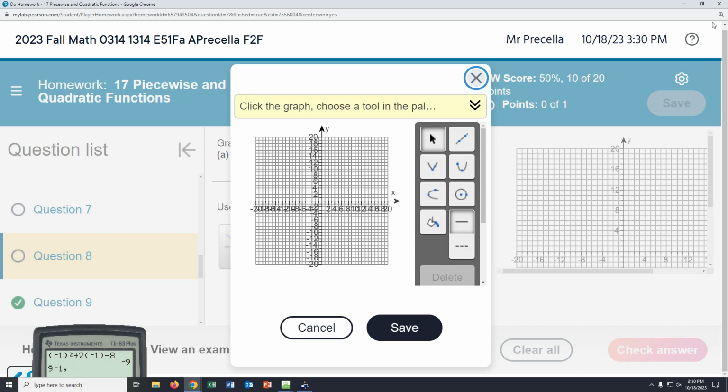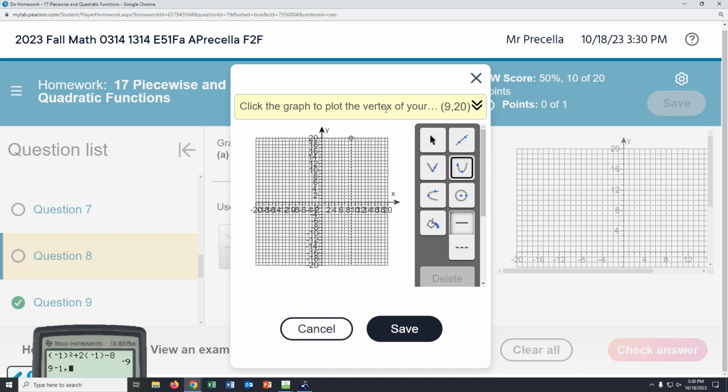Okay, so we click the parabola, the vertical parabola tool, and the first thing you have to plot is the vertex. That's negative 1, negative 9. Wait, negative 1, negative 9.